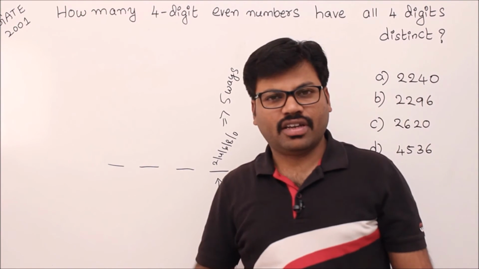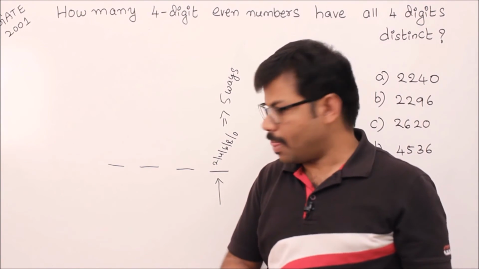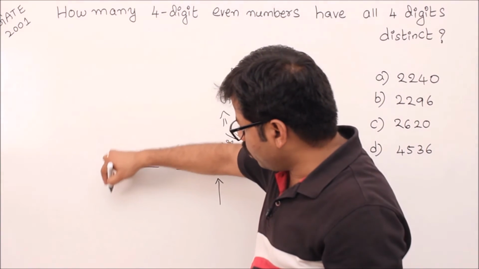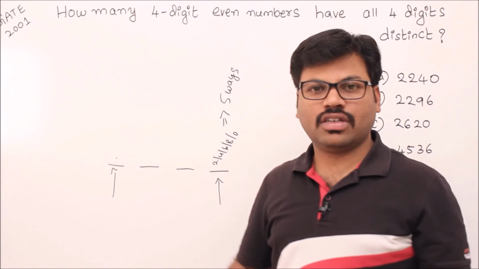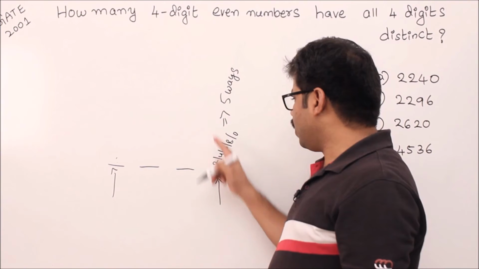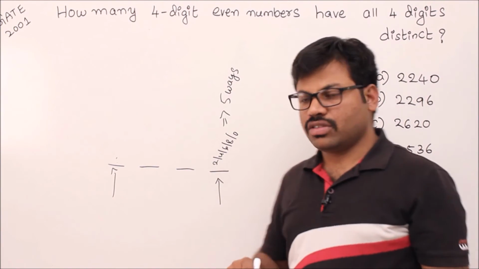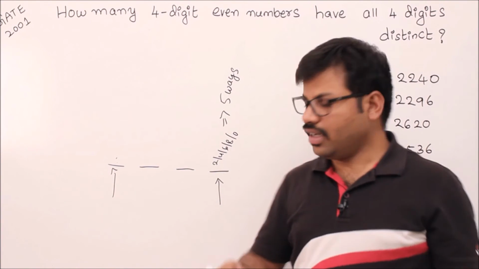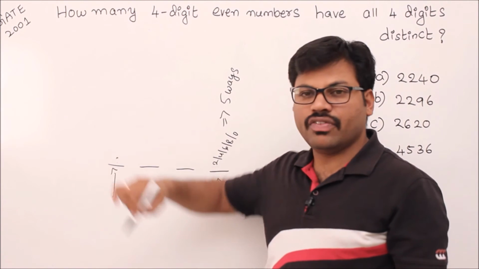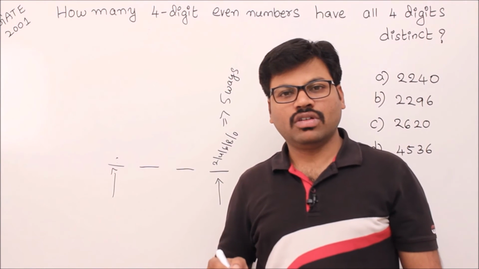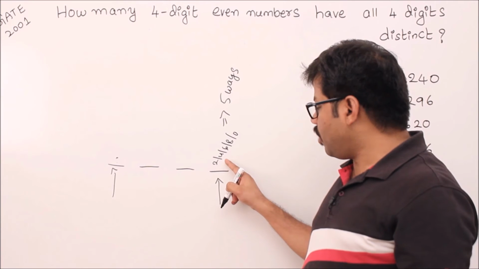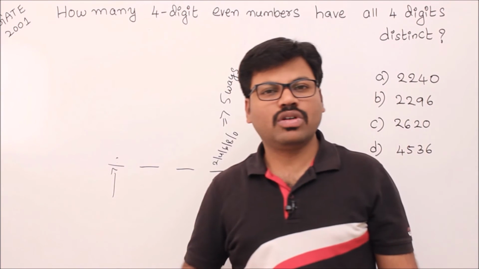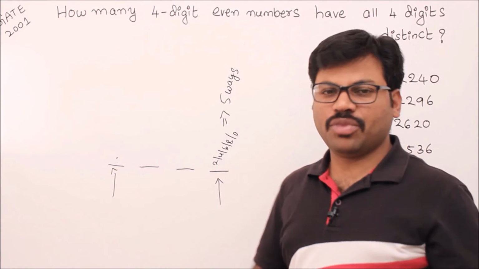If I make any mistake anywhere, please let me know. Now I will go to this position and try to fix this one. Since you have filled this position in 5 ways, maybe 0 or 2 or 4 or 6 or 8. Since this position cannot be filled with 0, let's remove 0. Then we already used some digit here, that also should be removed. Then finally there are only 8 other numbers we have.